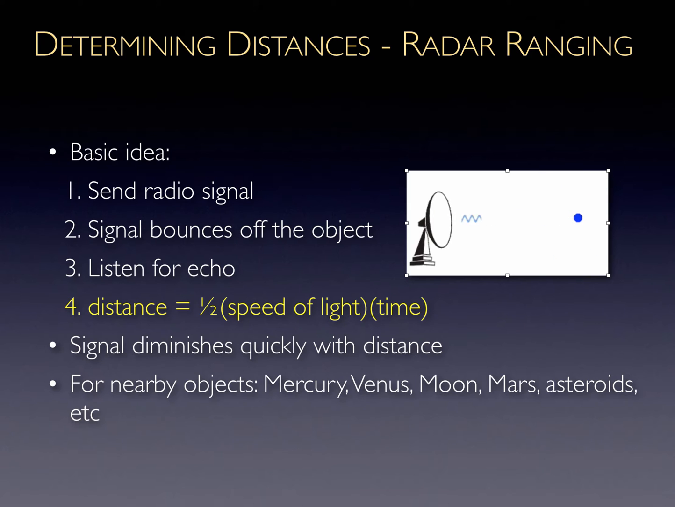This method requires there to be enough reflected signal to detect. The target object has to be large enough and close enough to reflect a sufficient amount of signal. From Earth, radar ranging is used to measure distances to objects such as nearby asteroids, the Moon and neighboring planets.